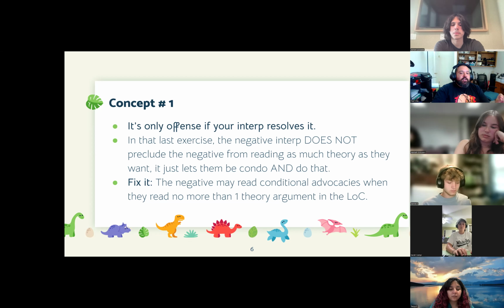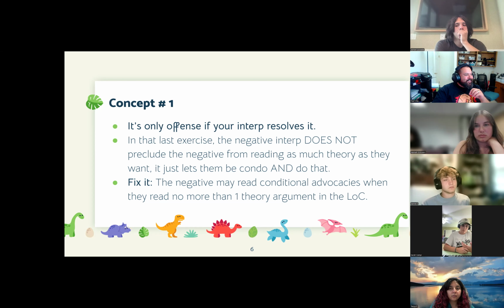Questions about this first concept. It's only offense if your interp resolves it. Okay. Let's pretend instead they read a standard, and I saw this one recently, that's just like, critical education good. It's good for us to have critical education. We're the aff. We're reading a K aff. You said we can't do that, but critical education's good. What would that sort of equivalent look like in this instance? Like, what's the argument? Does the interp resolve it? Does the interp not resolve it kind of situation? Like, how do you have to approach that?